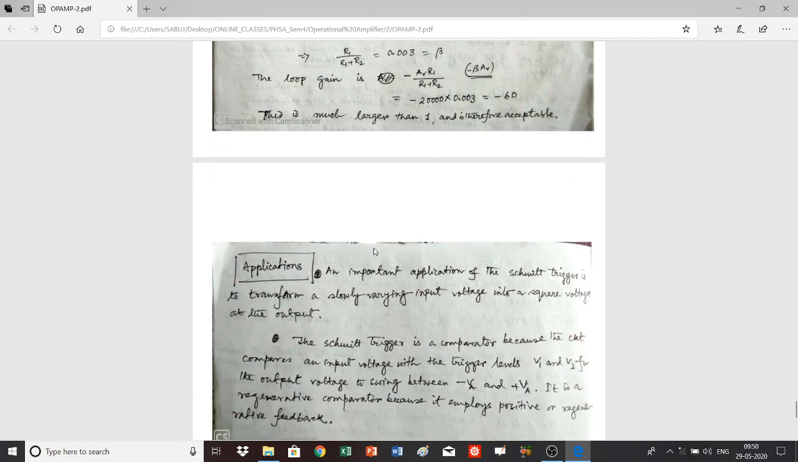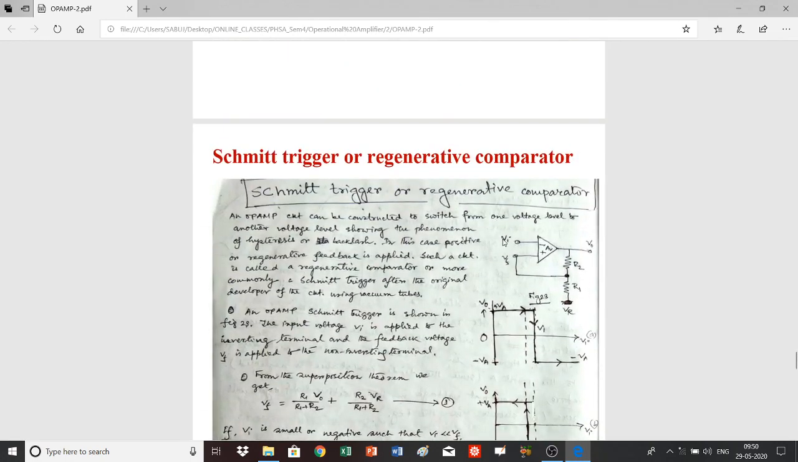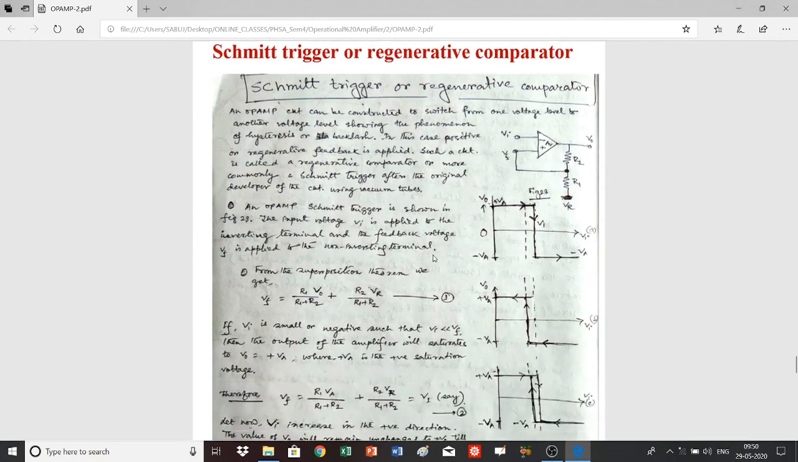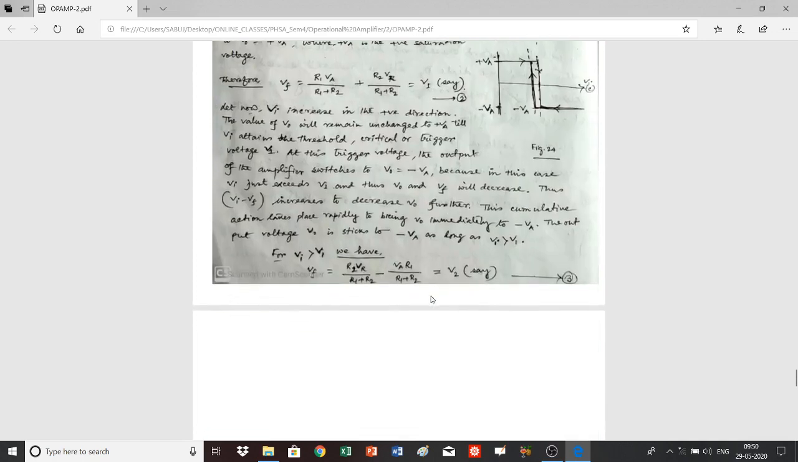Now its applications: in which cases is the Schmitt trigger used? An important application of the Schmitt trigger is to transform a slowly varying input voltage to a square voltage. You see here, in this case the input voltage was slowly increased or slowly decreased, that is, varied slowly, and as a result we found a square wave. We find a square wave even when the input voltage varies very slowly.